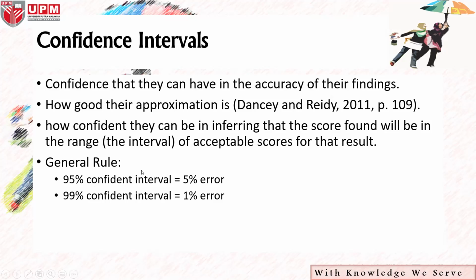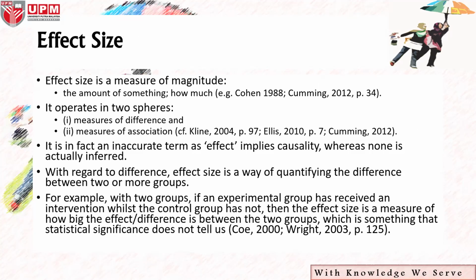Okay, so ini dia punya general rule. 95% confidence interval referring to we only accept 5% error. If 99% confidence interval, we only accept 1% error. Ini confidence interval alpha level tu. Ini alpha. Okay? Any question? Ini saya kenalkan dulu. Nanti kita akan jumpa accordingly.